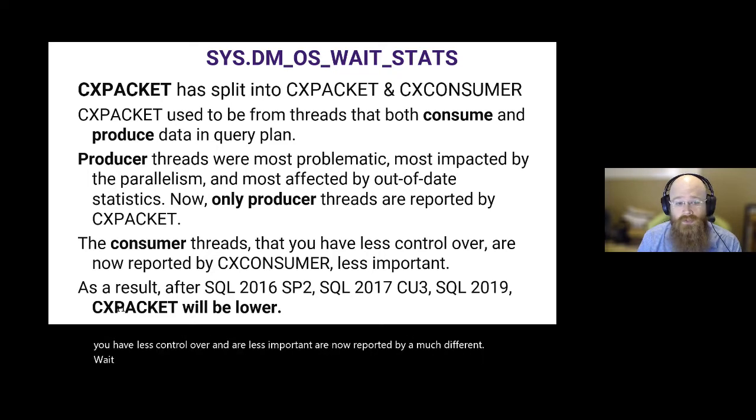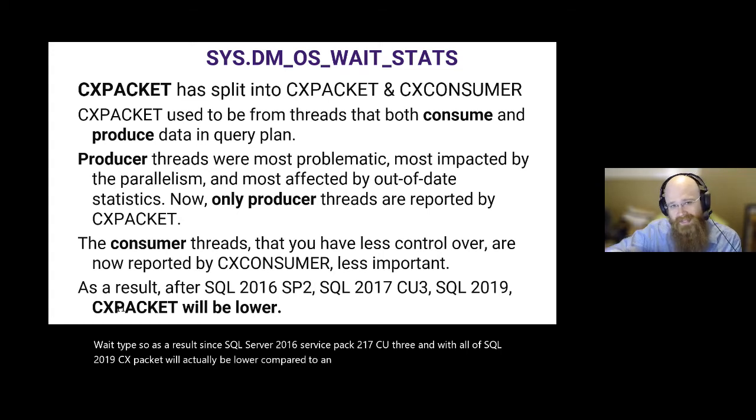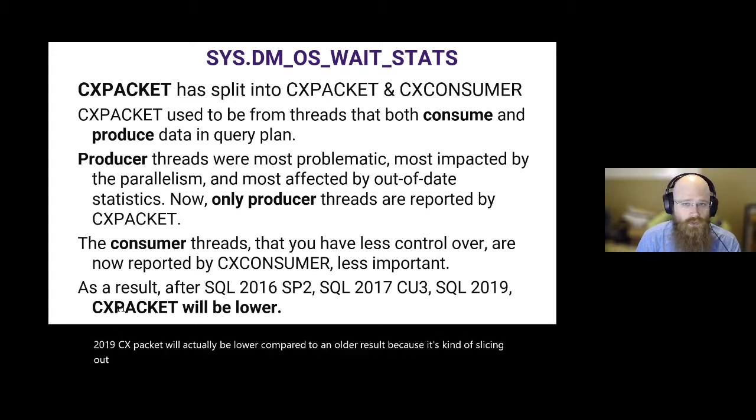So as a result, since SQL Server 2016 Service Pack 2, 17 CU3, and with all of SQL 2019, CXPACKET will actually be lower compared to an older result, because it's kind of slicing out some of that stuff you had no control over. Now the waits reported by CXPACKET should vary more as you try to turn the dials for parallelism.